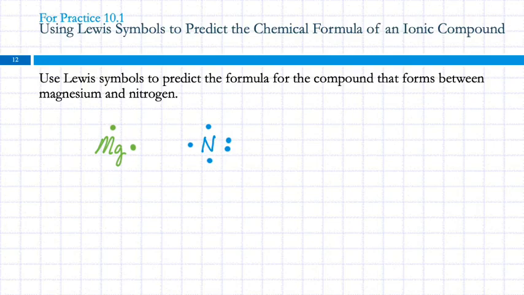So here we have a magnesium atom and a nitrogen atom, and it's a metal and a non-metal, and so the metal's going to give electrons to the non-metal, and we're going to see how we could work it out. So the nitrogen is trying to gain 3 electrons. The magnesium's trying to lose 2 electrons. So magnesium's like, hey, anybody want these electrons? And the nitrogen's like, yeah, I want them.